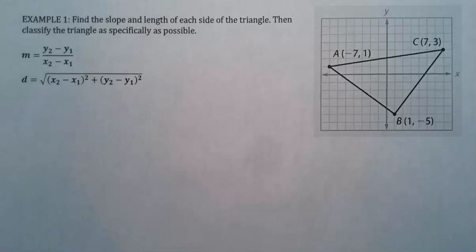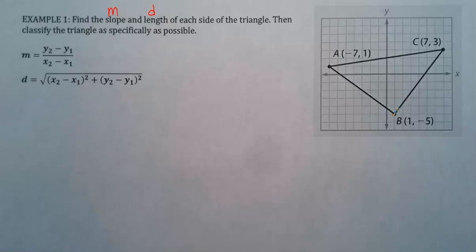Example 1: find the slope and length of each side of the triangle. So we're finding the slope, which is m, and the length of each side of the triangle. The length is going to be the distance, like A to C or A to B. Then we're going to classify the triangle as specifically as possible. Here's the thing: we've got 3 sides to this triangle.